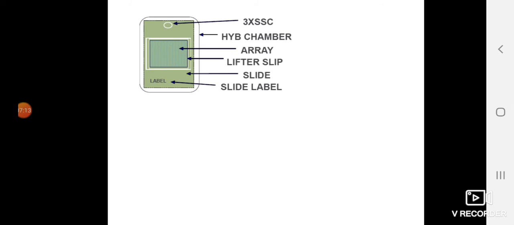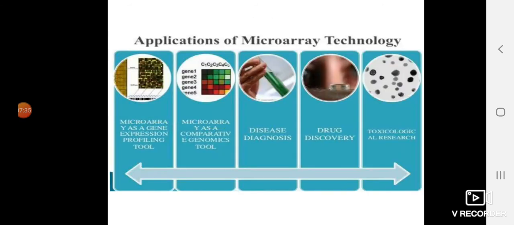So this is how it's going to be. There's going to be a glass slide where you can label it. There will be the array having a cover slip, lifter slips will be there. Then a hybridization chamber will be there, where we can apply the sample at one end, which slowly spreads over all, and then hybridization happens. Later we subject it to washing and then scanning.